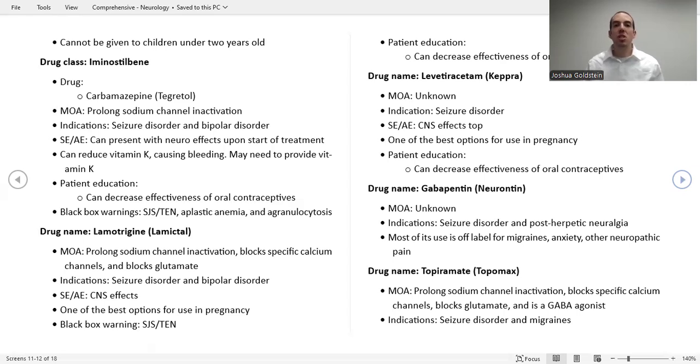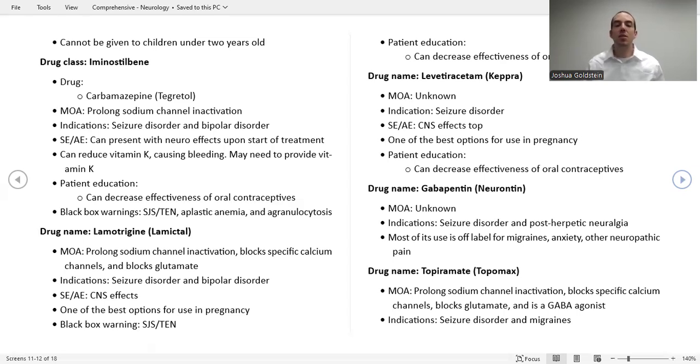Moving on, we have lamotrigine, more commonly known as Lamictal. Again, the same sodium channel inactivation. Plus, this one also blocks calcium channels and it blocks glutamate. What do we use this for? Seizure disorder and bipolar disorder. You're noticing some overlap there since these are both neurological issues. Adverse effects, again, we have the same CNS signs and symptoms that you need to look out for.